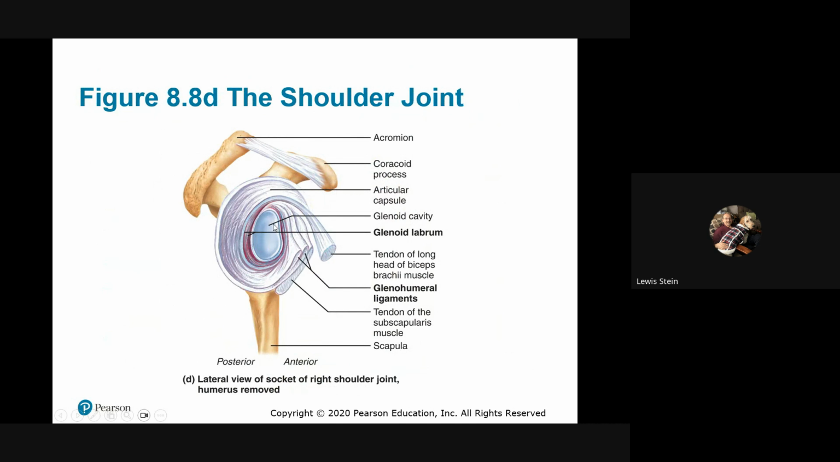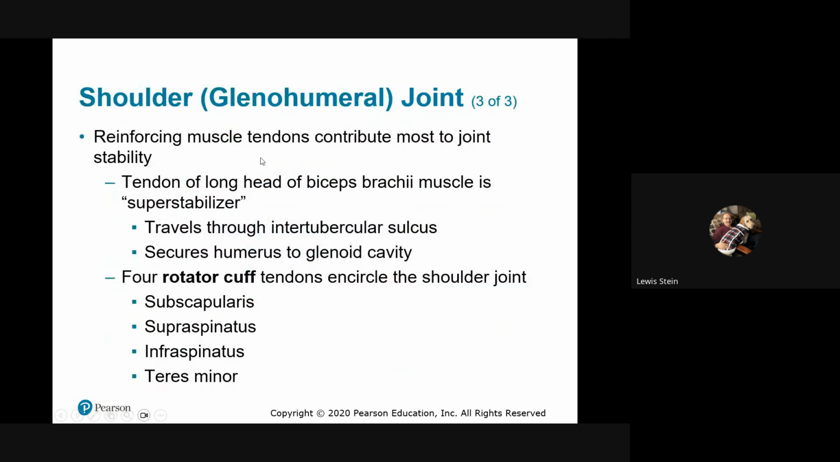Here's the glenoid cavity itself. The labrum is just a rim, you can see it in that sort of reddish color. And then you have the capsule there. The super stabilizer travels through it. The four muscles of the rotator cuff. This is a minor muscle. It doesn't do a whole lot.